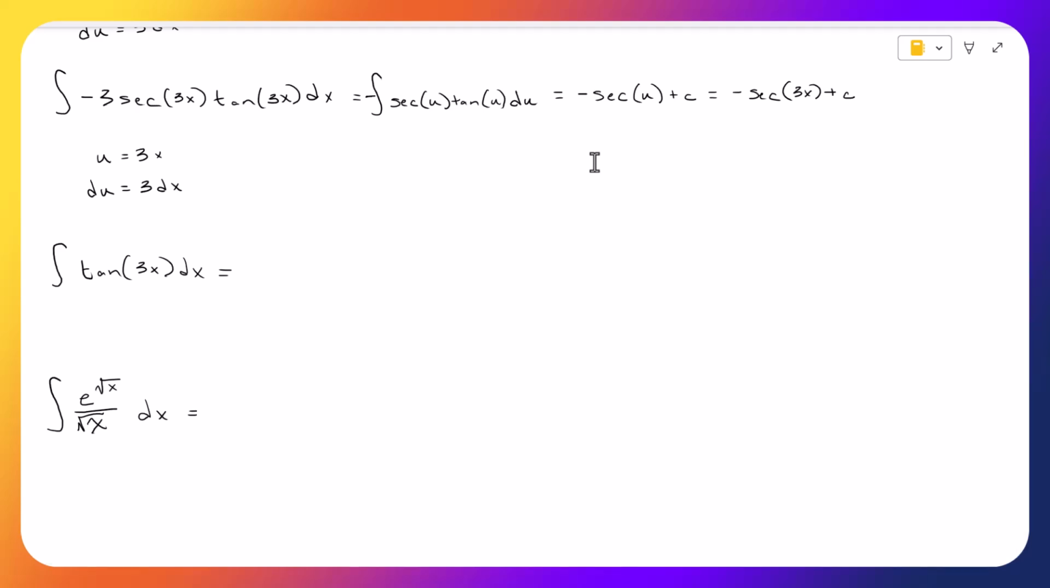Another example, we have two more just with indefinite integrals, and we're going to talk about definite integrals and change of bounds. But really quickly, we have tangent of 3x dx. This one's a little bit trickier because I don't see anything that's a derivative of something else. So let's try rewriting this. And also, I don't know the antiderivative of tangent. Let's try rewriting it as sine of 3x divided by cosine of 3x.